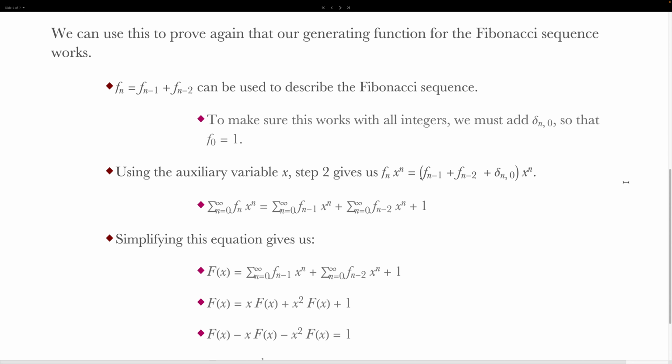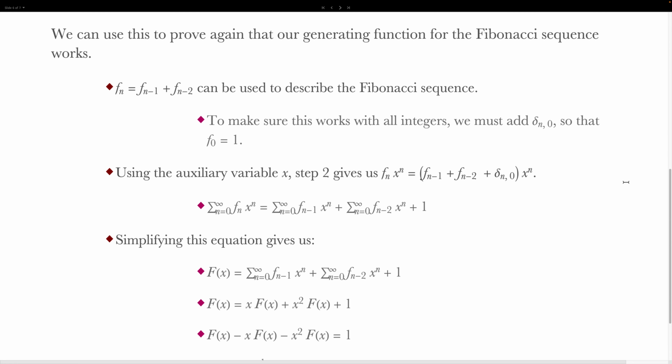Now to show that this method works, we can use it to reinforce our generating function for the Fibonacci sequence. We'll start with the recurrence relation f sub n is equal to f sub n minus 1 plus f sub n minus 2, which can then be used to describe the Fibonacci sequence. Now, to make sure that this works with all integers, we have to add the Kronecker delta of n comma 0, just so that f sub 0 is equal to 1.